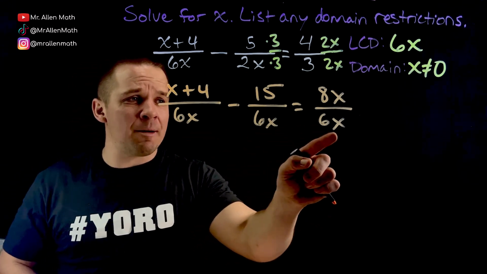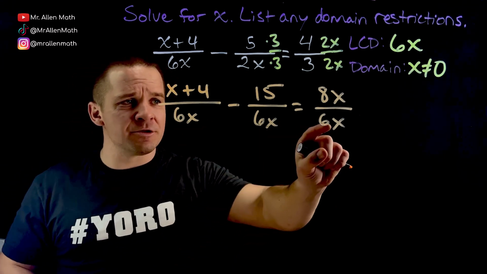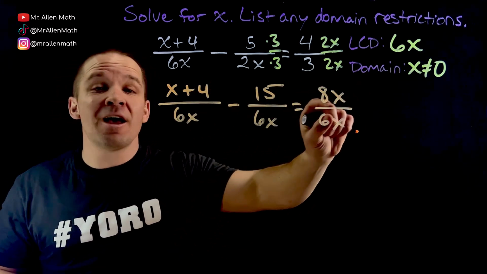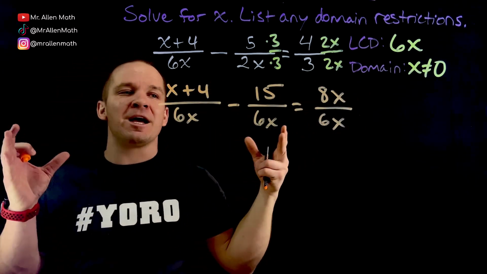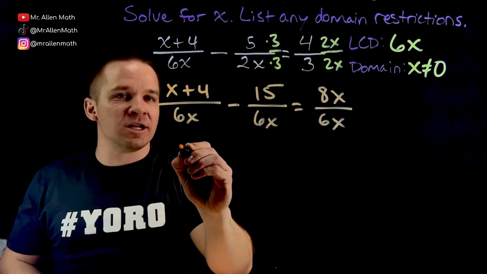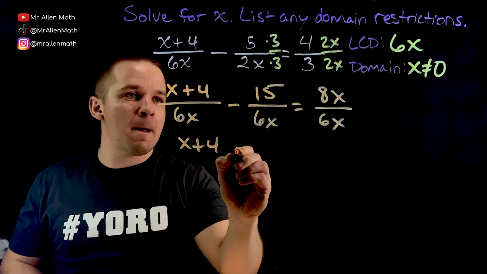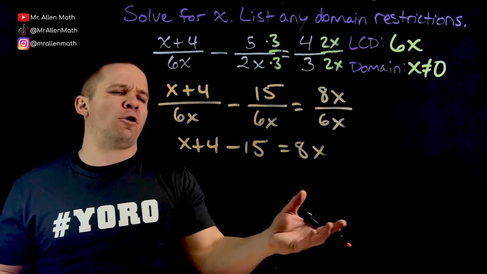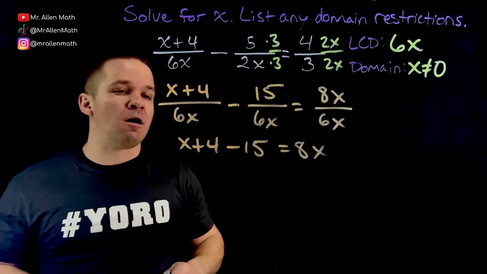Now, look at this. I've got the same denominator throughout. So if my denominators are equal, would it make sense that we could just work with my numerators, figure out what makes those equal, and then both sides of my equation are equal? Yes, you are correct. So let's rewrite this as x plus 4 minus 15 equals 8x.